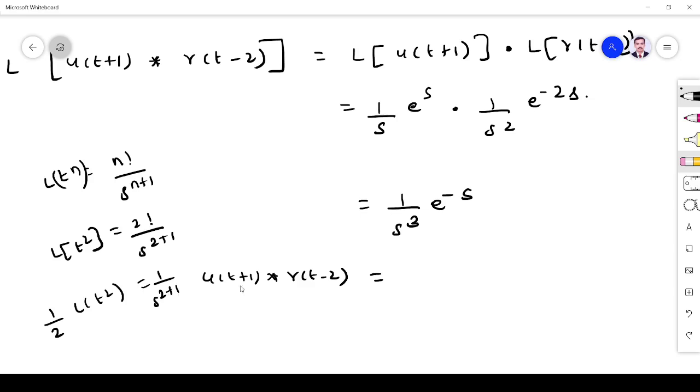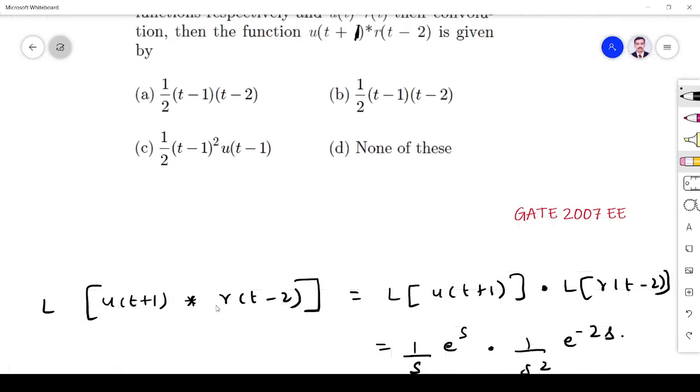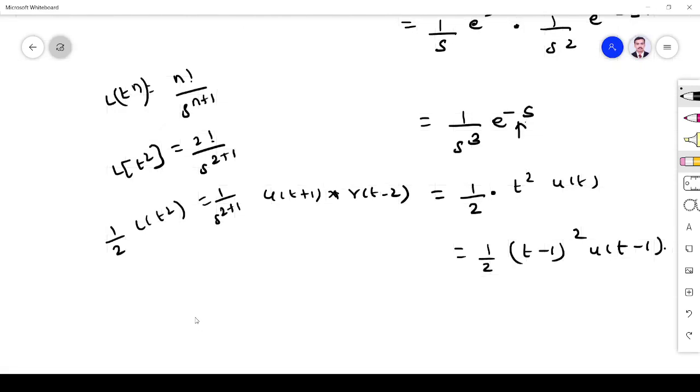So I get 1 by s cubed as 1 by 2 t squared u(t). But here we have e to the power minus s, which means it should be shifted. So 1 by 2 (t-1) squared u(t). So the answer is 1 by 2 (t-1) squared u(t-1). Option C is the right answer. So this is correct.